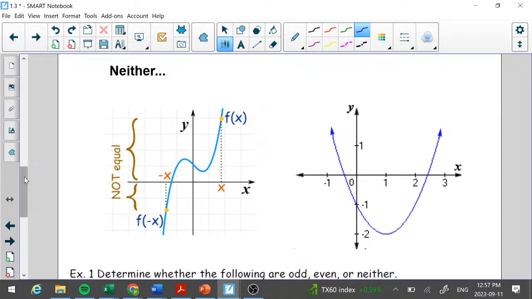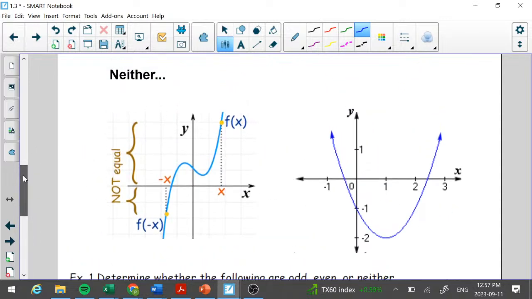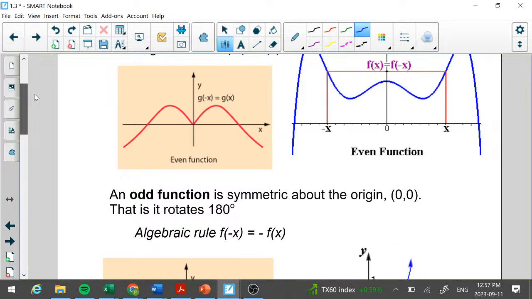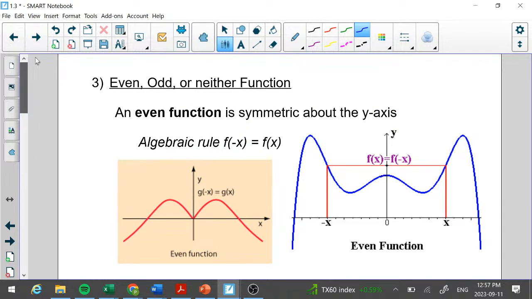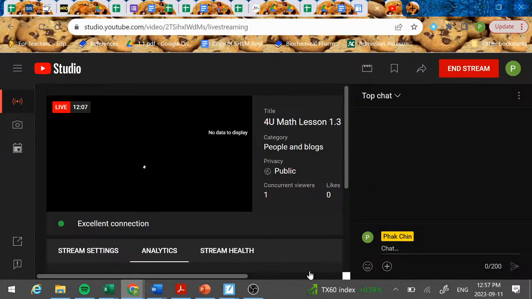Okay, so we've got those 3 options. Now how much time do we have left? 26 minutes? Is that about right? That's why I'm asking. Okay, so let's do our quiz, and we'll continue this tomorrow.